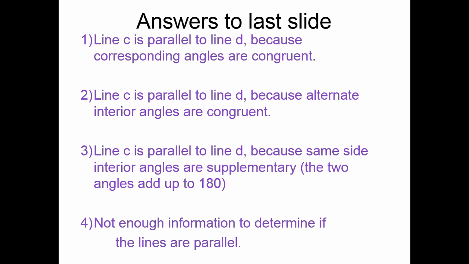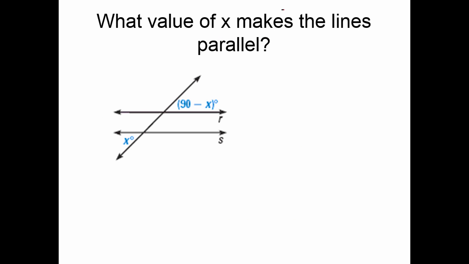And there's the answers again. So C is parallel to D, C is parallel to D, C parallel to D, and number 4, not enough information. What value of X would make these two lines parallel?